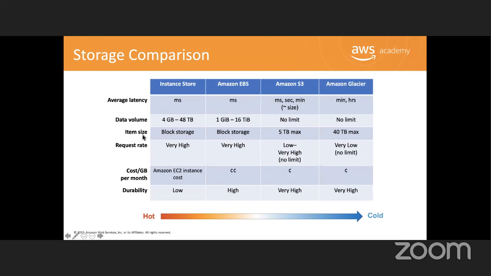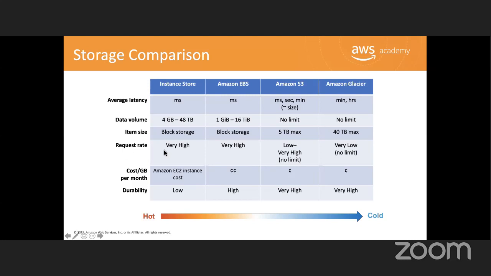Regarding the item size, you know that EBS is block storage, and these other ones are object storage. It's something that you saw for your Cloud Practitioner exam. So the maximum is 5 terabytes per object in Amazon S3, and it's 40 terabytes maximum for each object in Glacier.